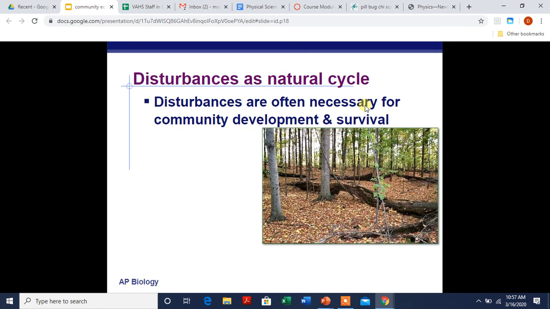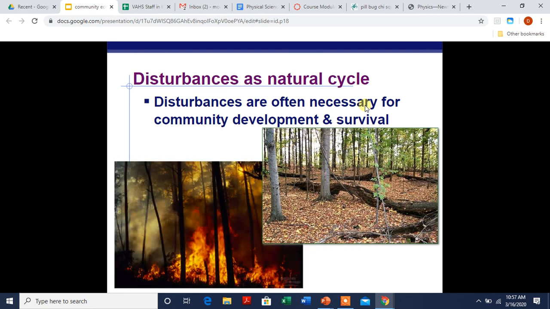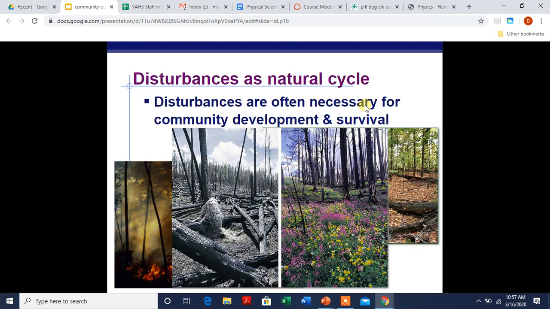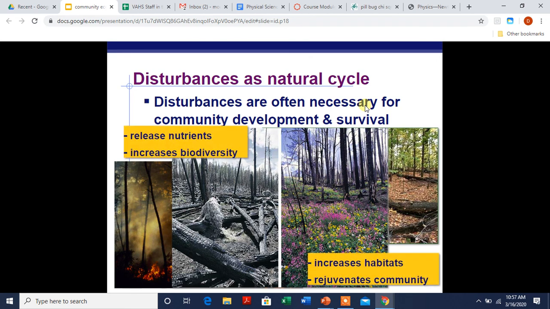Disturbances, like I said, though, are a natural cycle. So it's not a bad thing if a climax forest burns and restarts. It's a natural thing. And they often are necessary for communities to develop and to survive so that all of the nutrients and available resources aren't taken out of a community and it doesn't just collapse. So regular burning is a good thing as long as it happens more or less naturally and not because of someone's cigarette. They release nutrients, fires increase biodiversity, they make more new habitats, and they kind of rejuvenate and cleanse the community.